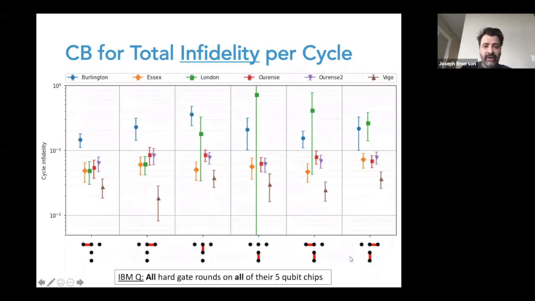If you look at all the 5-qubit chips IBM just put out, you've got Burlington, Essex, London, Urenz, and Vigo. We did Urenz twice on 2 different days. And the point is, these are the only allowed CNOT gate combinations based on restrictions from the hardware design. So you have this T-type geometry or topology. You can have a 2-qubit gate on the leftmost end of the T, on the rightmost T, the top of the T, the bottom of the T, and you can do these two parallel CNOT combinations.